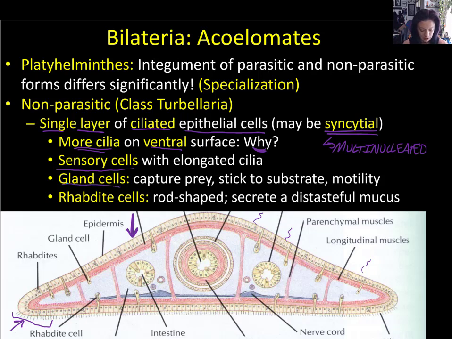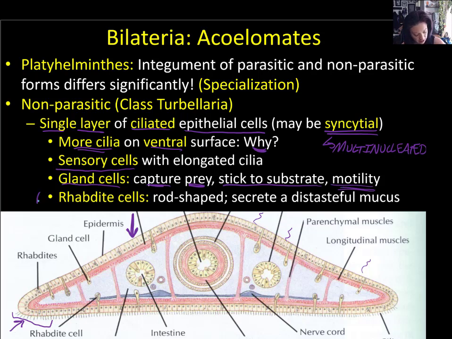There are gland cells as well, of course. The gland cells serve a variety of purposes. They can secrete a sticky mucus that helps with prey capture. That sticky mucus can also help them stick to their substrate. The substrate is the surface they're crawling across. Secretions can also help with motility. Motility means the ease of movement. They can act as a lubricant, which helps the animal slide across a surface or slip cleanly through the water without drag or friction.